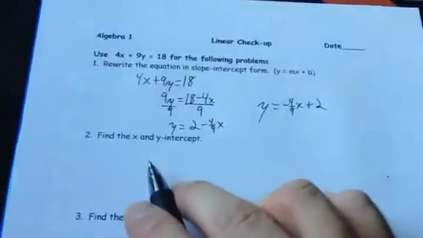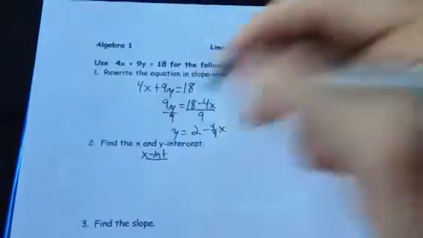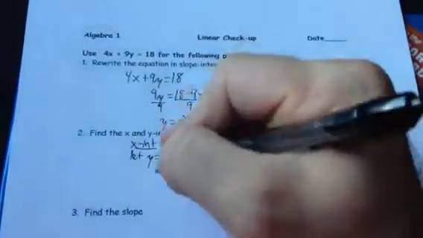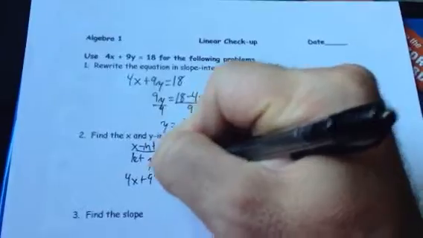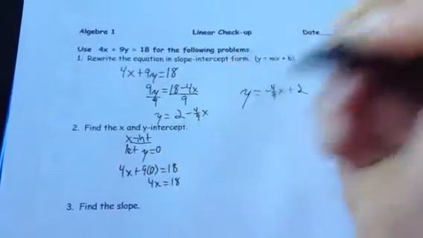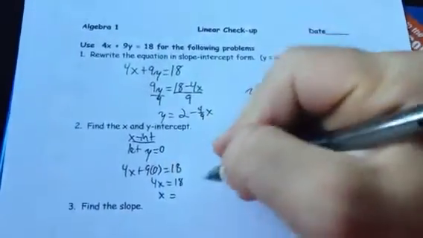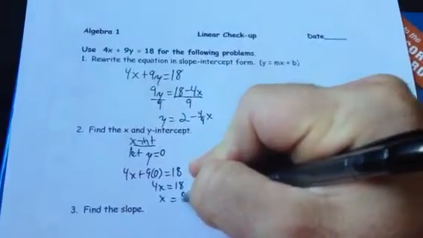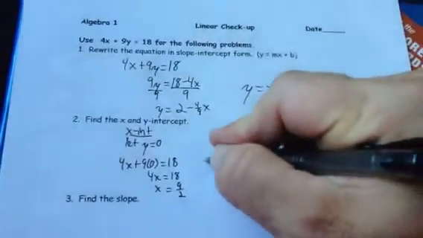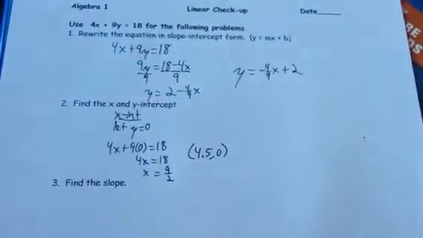Finding the x and the y-intercept for a function, remember we talked about in this class, if you want to find the x-intercept, you let y equal 0. So literally on your paper you plug in 0 where the y is located and you solve the corresponding equation that you get. 4x equals 18. Dividing by 4 there gives you 9 over 2 or 4.5. Remember, don't forget to actually put it into a point.